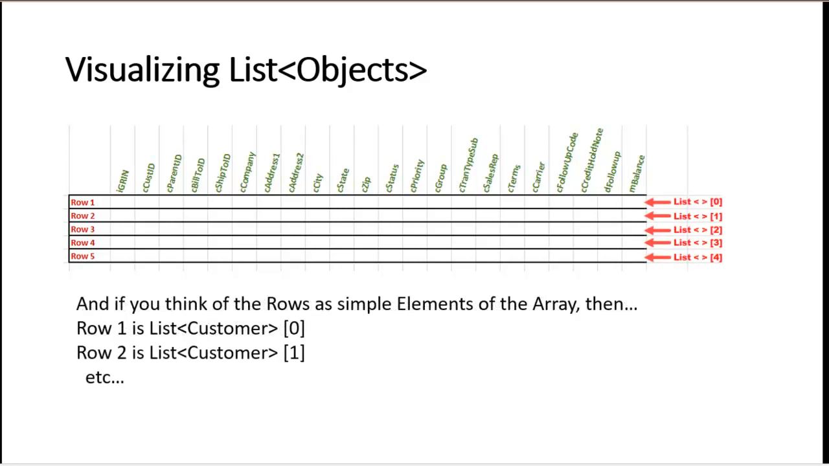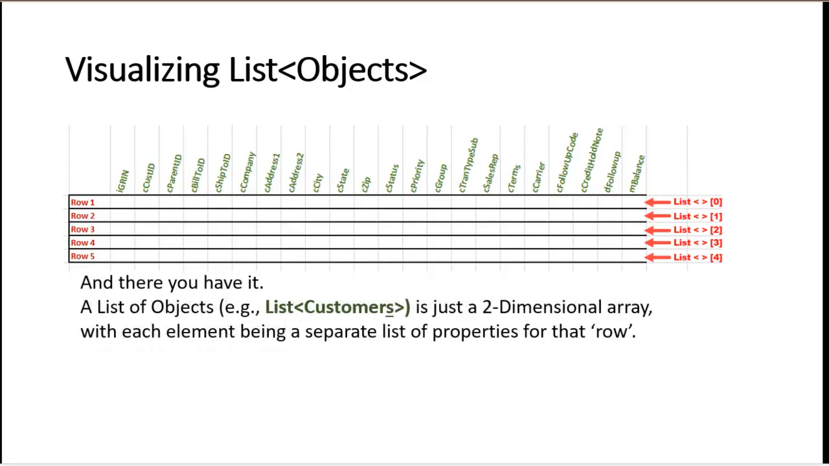Row 1 is list of customer 0, because lists are 0 based. Row 2 is just the list customer element 1, etc. Nothing more than that. And so there you have it. We're done. A list of objects, like a list of customers, is just a two-dimensional array with each element being a separate list of the properties for that row or element.